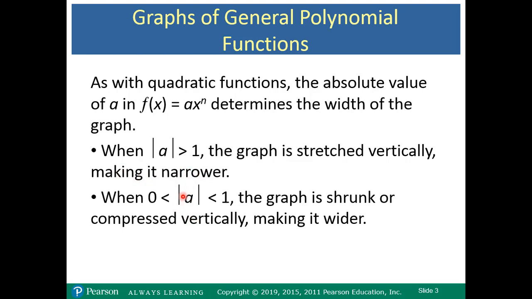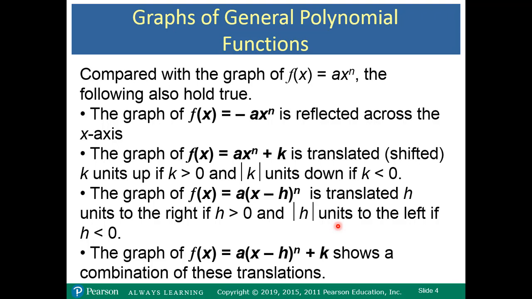If the absolute value of a is between 0 and 1, then it's shrunk, which means it is compressed vertically, so squished downward, so it makes it wider. So now if we look at other characteristics, so that's one characteristic, and this is again the leading term, right? So compare the graph of this basic polynomial ax to the n with the following. f of x equal to negative ax to the n is reflected across the x-axis.